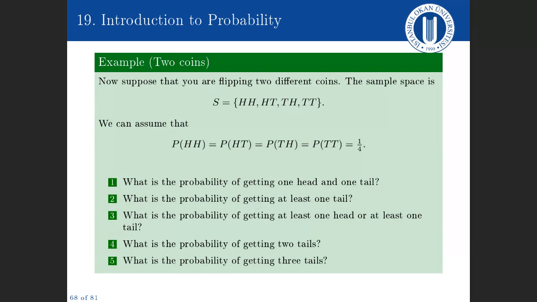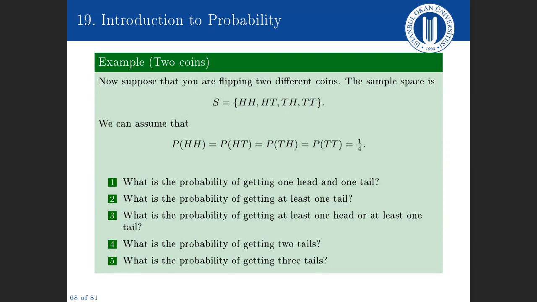Let's go back to coins. Let's suppose we have two coins now. We're going to be flipping these two coins, and now the sample space, that's all of the possible outcomes, contains the elements heads-heads, heads-tails, tails-heads, and tails-tails. And we're going to assume that these are all equally likely. So we're going to assume that the probability of each of these is a quarter.